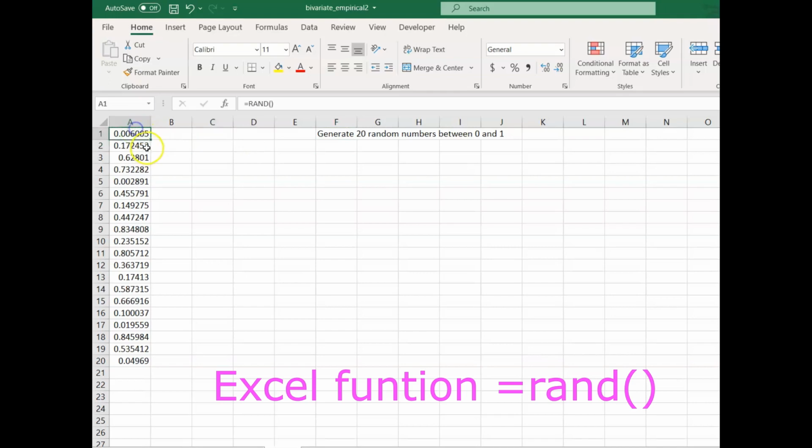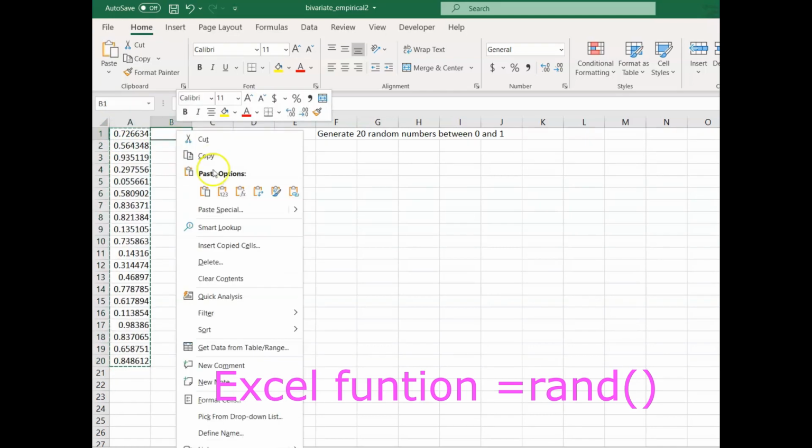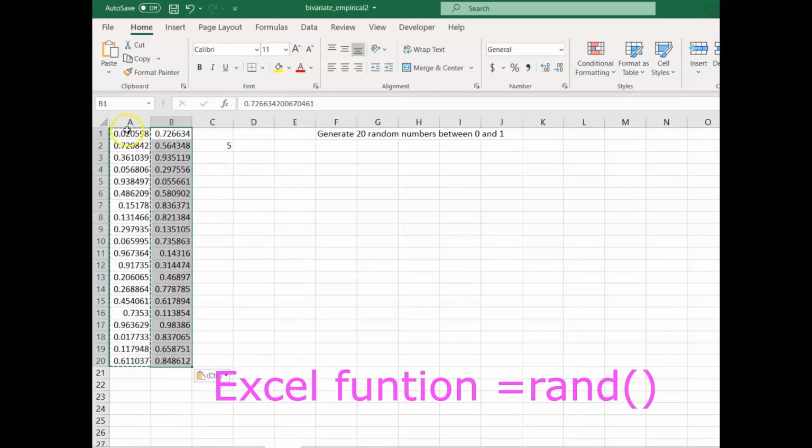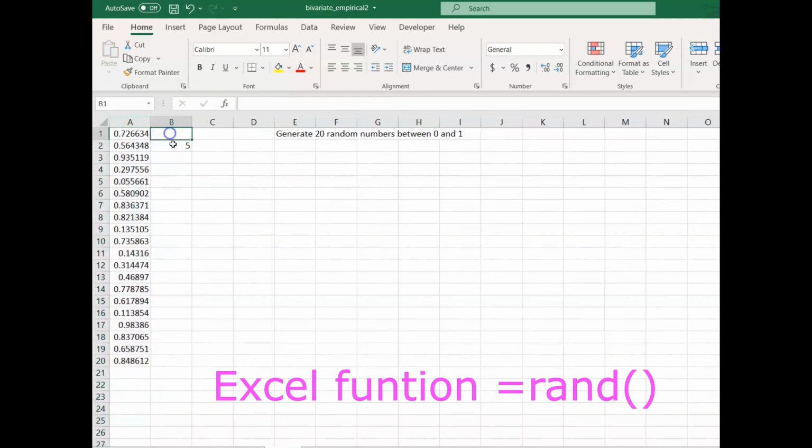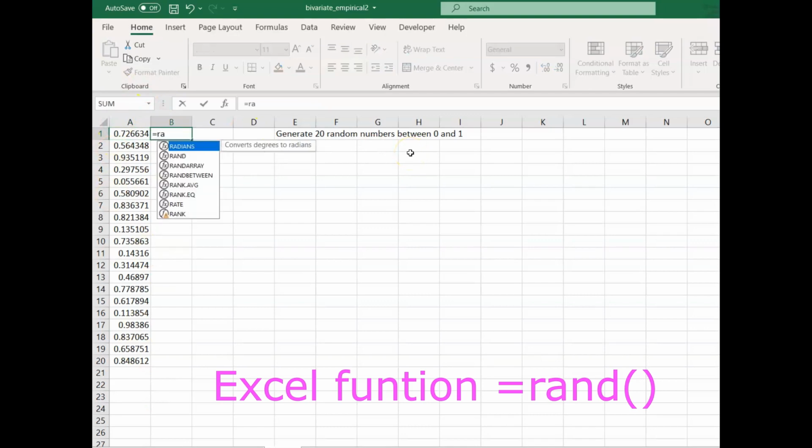The problem is when I enter any value, this value will change automatically. How to fix it? One way is we copy paste as value. You see 1, 2, 3 as value. Okay. Then we delete the original column. Then we fix our numbers. Okay. This is how to generate the 20 random numbers between 0 and 1.